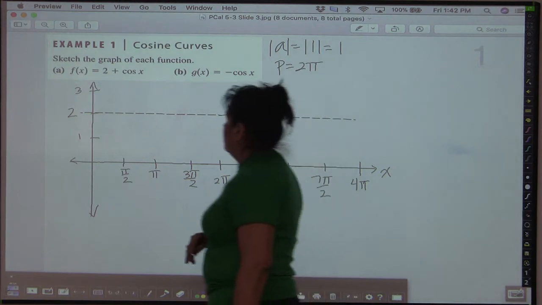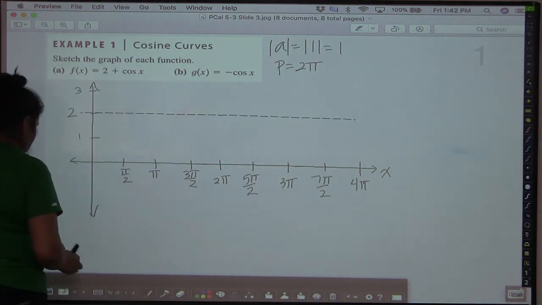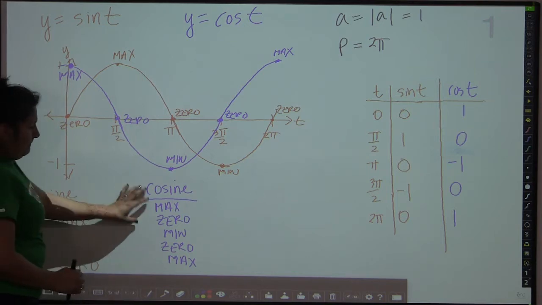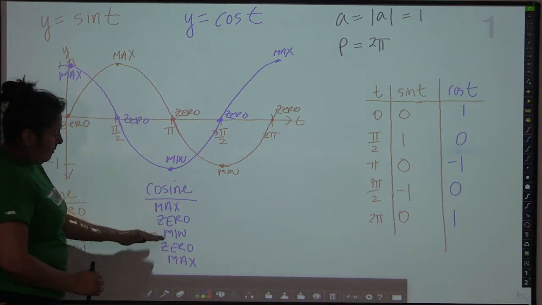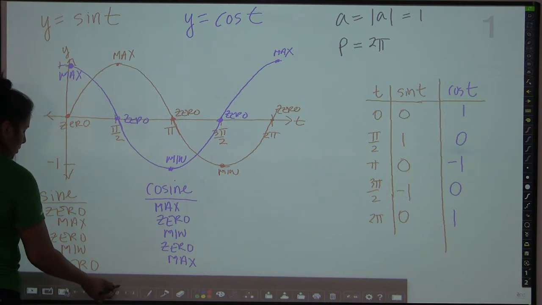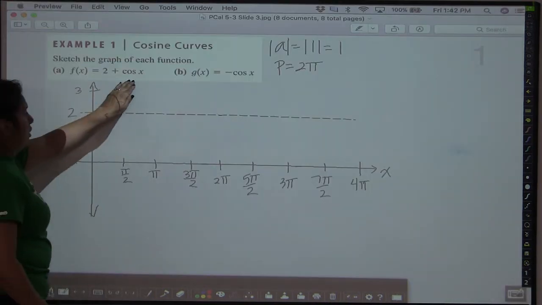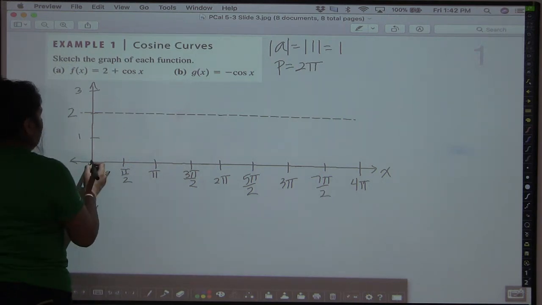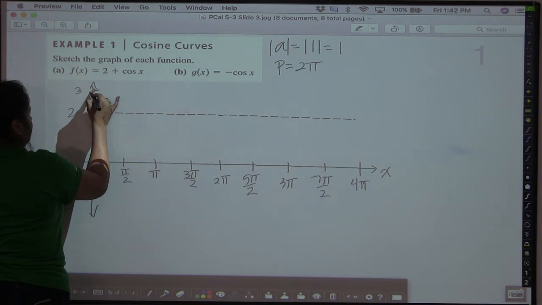All right? So then that's where we want to start using what I was talking about earlier, which is this stuff. Okay? And to know that it's max, 0, min, 0, max. So when I go to my graph here, this is the cosine curve. So I know that cosine starts at its max. So here's 0, and it starts at its max. So I'm going to put a dot right there.